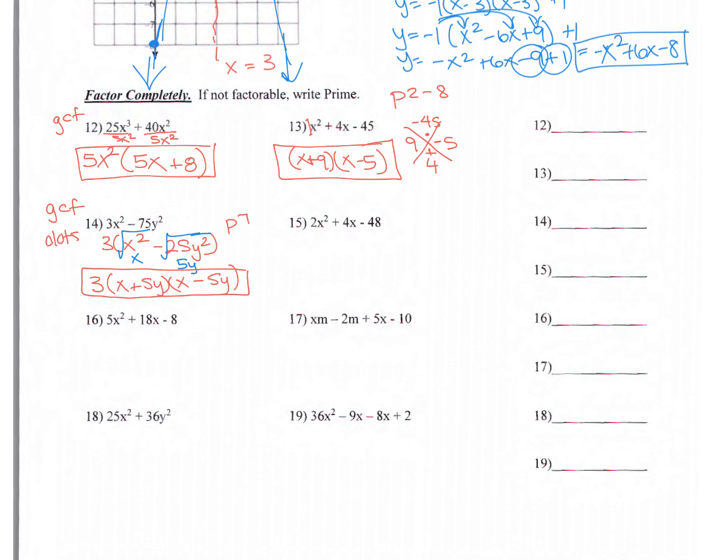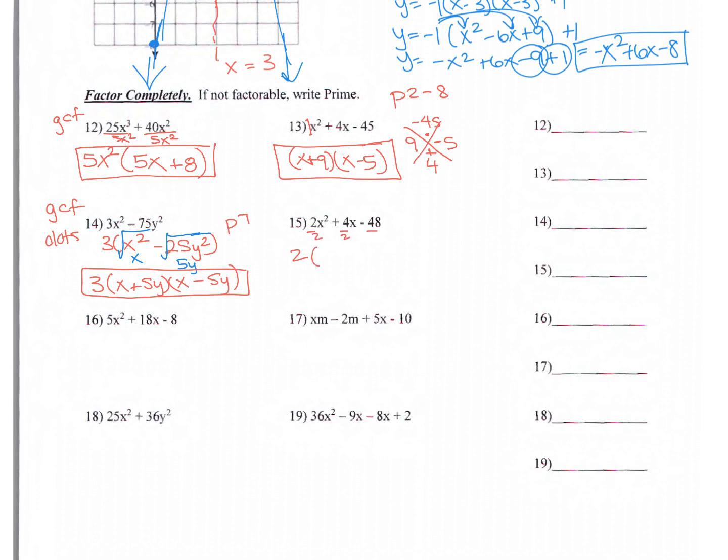So now, I wouldn't do number 15 without taking out the GCF. I think it's pretty clear that the 2, the 4, and the negative 48 have a 2 in common. So can you do it without taking it? Sure, but your numbers are much bigger, and eventually you have to take out your common factor of 2 anyways. So I might as well do it from the beginning.